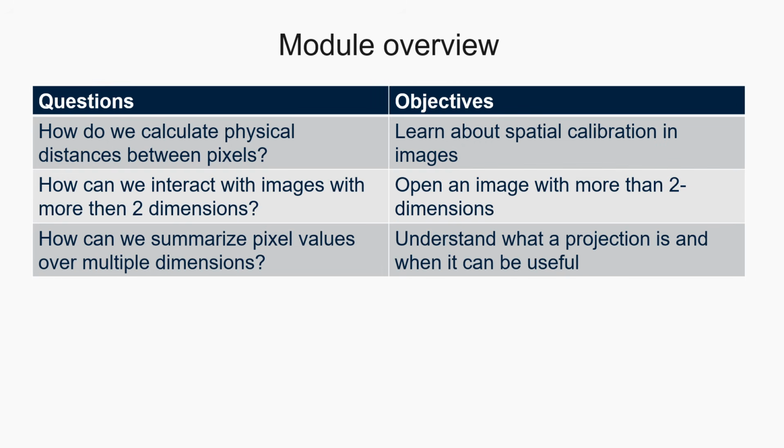Let's revisit our learning objectives. We discussed how spatial calibration allows pixel-based measurements to be converted into meaningful physical units. We explored multidimensional image data and identified common dimensions such as channels, Z-stacks, and time points. Finally, we examined projections as a way of summarizing information across dimensions. These concepts are fundamental for working with modern microscopy datasets and will become increasingly important in advanced image analysis workflows.